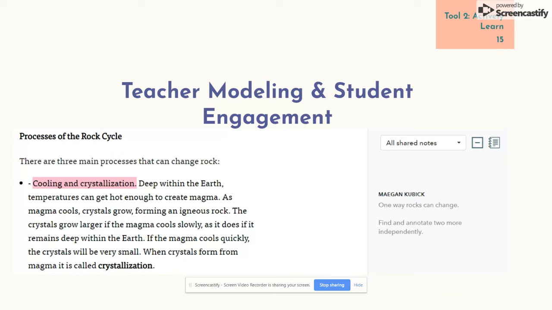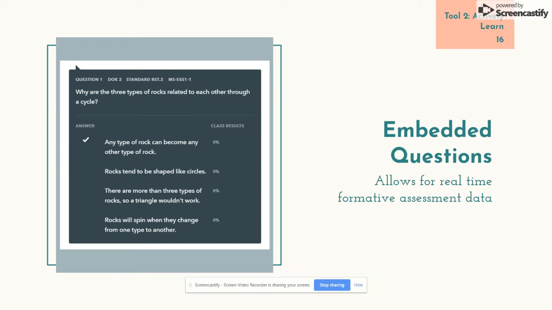I also have done some teacher modeling throughout this article to show what I expect their annotations to look like. So I did the first annotation for them on ways that rocks can change, and then I challenged them to annotate 2 more independently. At the top, you can see it says all shared notes. In this spot as the teacher, I am able to see all the annotations that students are doing throughout, so I can gauge as they're going whether they're doing the right annotations, whether I need to check in with them to maybe direct them in the right place or to give praise for those that have been doing it correctly.